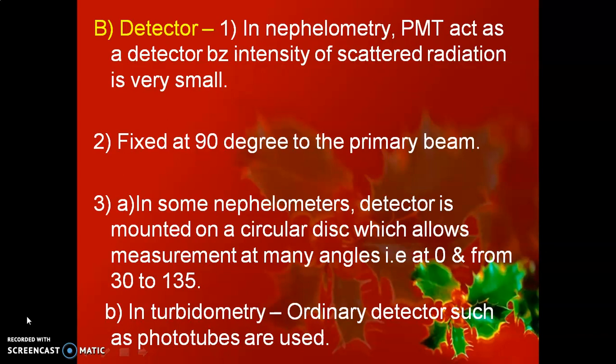This detector is fixed at 90 degrees to the primary beam. In some nephelometers, the detector is mounted on a circular disc which allows measurement at many angles, that is 0, and from 30 to 135 degrees. In turbidimetry, an ordinary detector such as a phototube can be used.